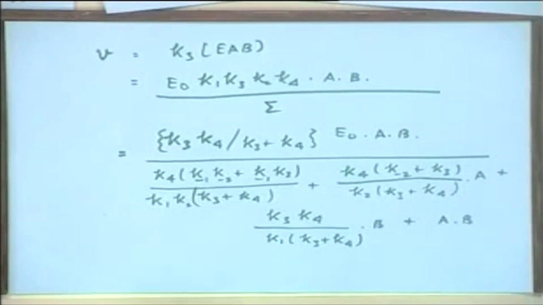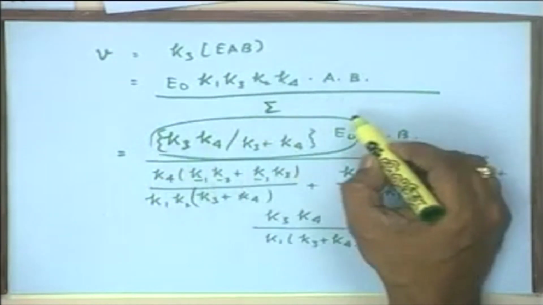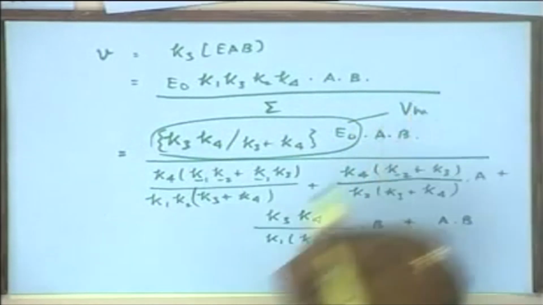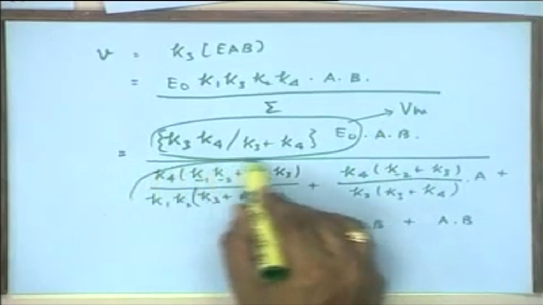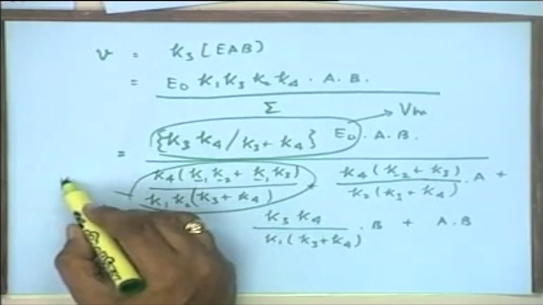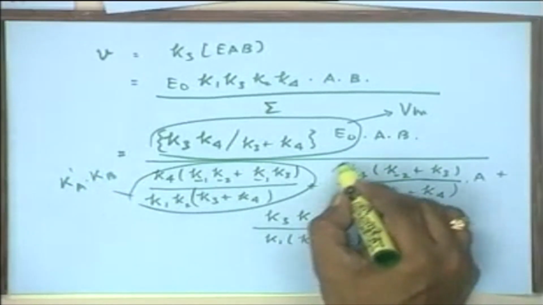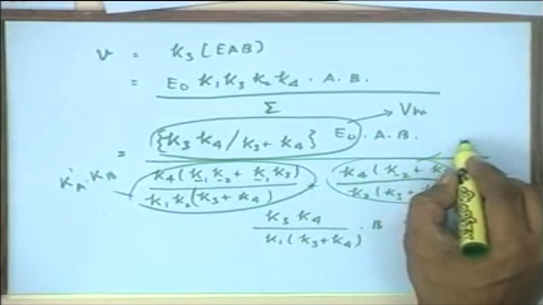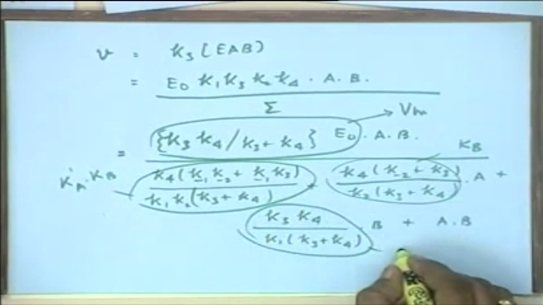Now, this is what we have rearranged into the format of the general rate expression in the form of individual rate constants, and you will notice that this term essentially indicates a value of Vm on the numerator. This term essentially is K dash A into Kb. This is your Kb and this is your Ka.